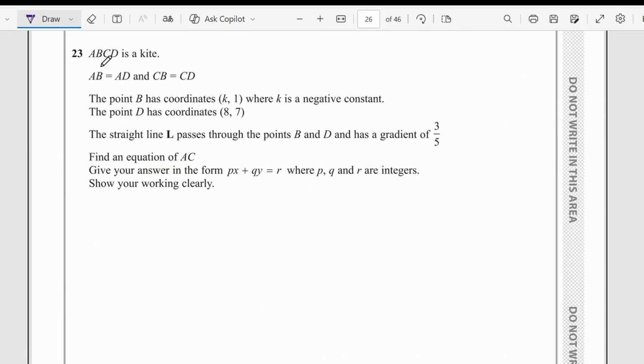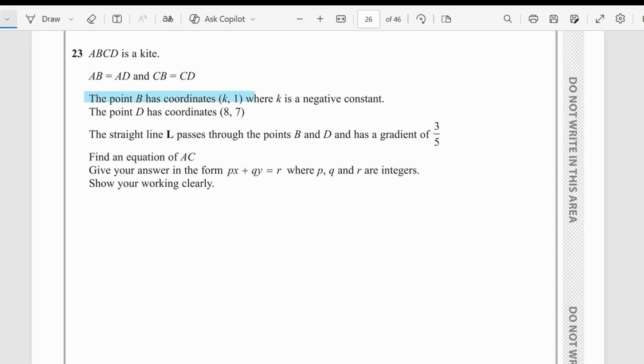Question number 23. ABC is a kite, AB is equal to AD and CB is equal to CD. The point B has coordinates K, 1, where K is a negative constant, and the point D has coordinates 8, 7. The straight line L passes through the points B and D and has gradient of 3 by 5. Find an equation of AC. Give your answer in the form Px plus Qy equals R, where P, Q and R are integers. Show your working clearly.